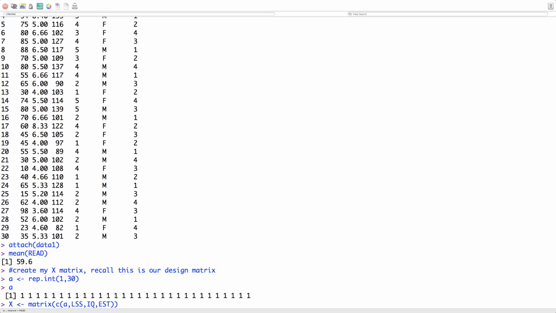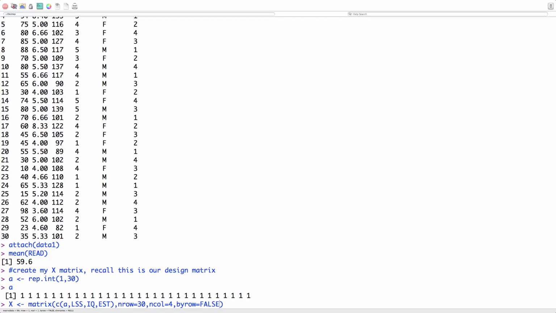Hopefully you know by now that the next thing you're going to do is set up your rows. So I want my n rows to be 30. I want my number of columns to be equal to the ones, LSS, IQ, EST. So the number of columns is always one more than our number of variables. And I've got to tell the program that I want byrow to be false.